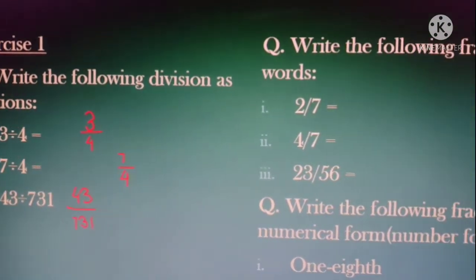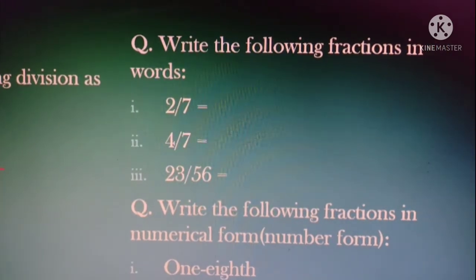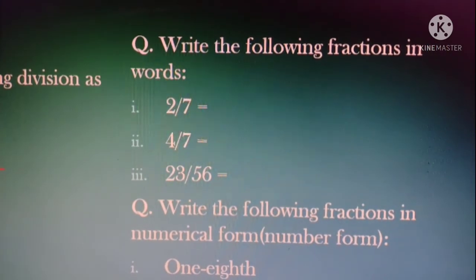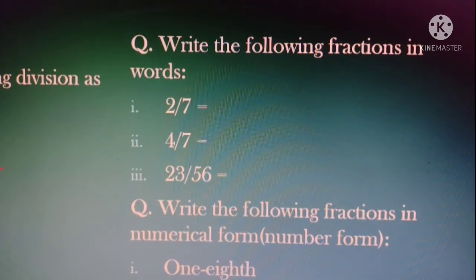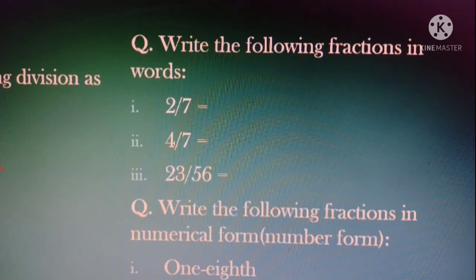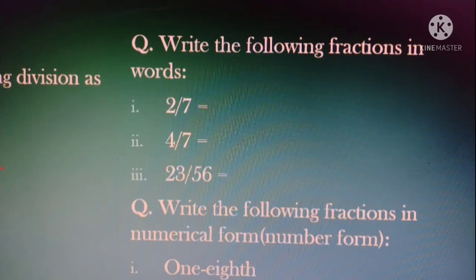So now let's move on to our next question given here. Write the following fractions in words. So 2 by 7, as I have told, the numerator has to be written as it is. Here the numerator is 2, so you will write 2 as it is. Okay? Then you have to give a small dash and then 7. So you have to write 7 in its ordinal form, that means 7th.